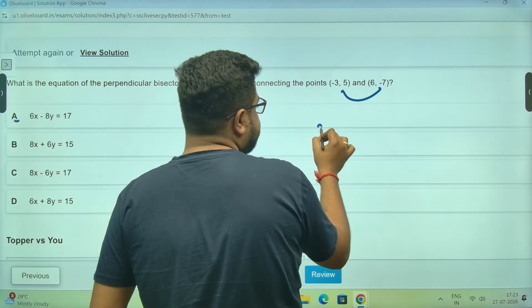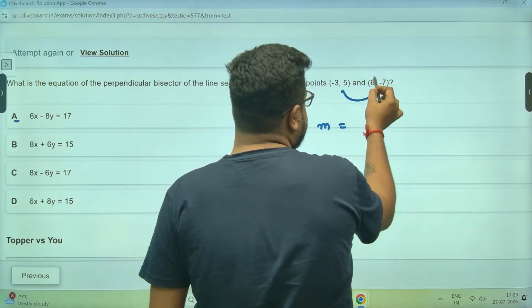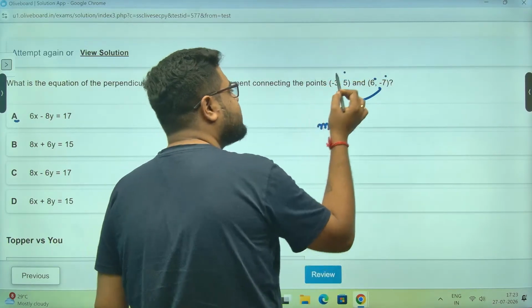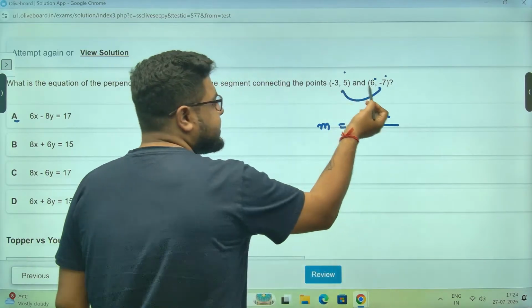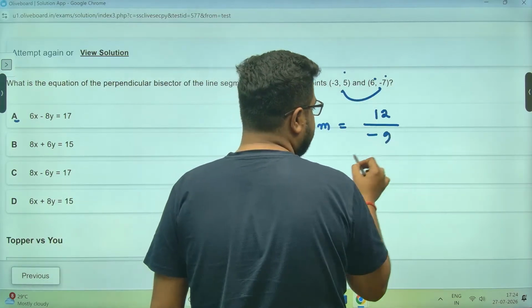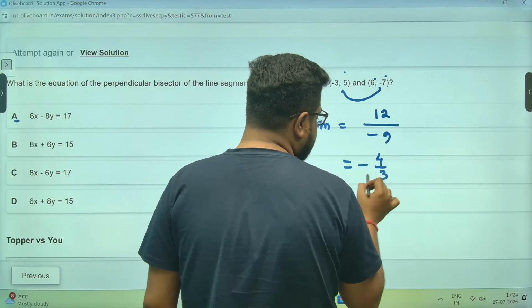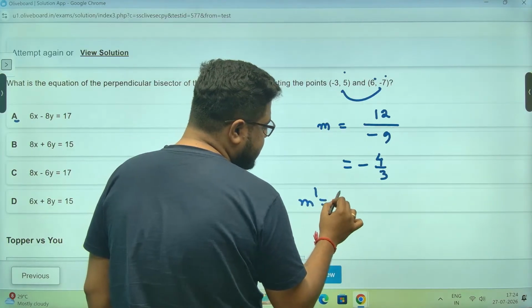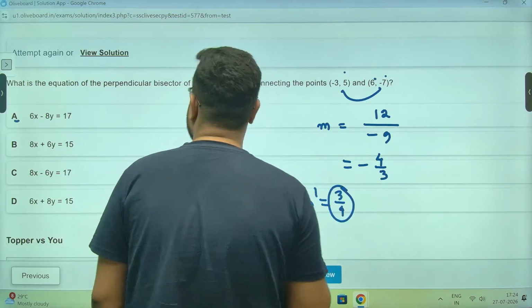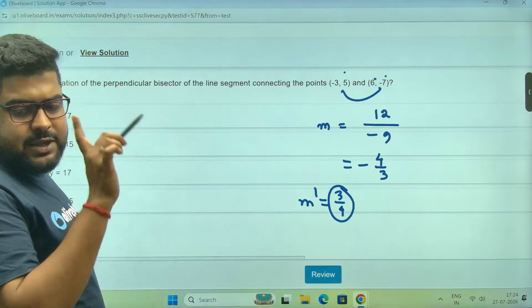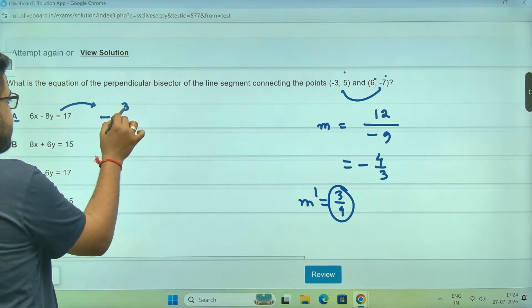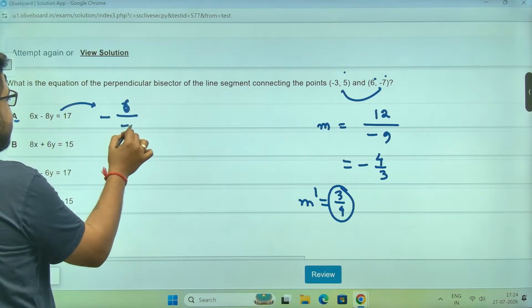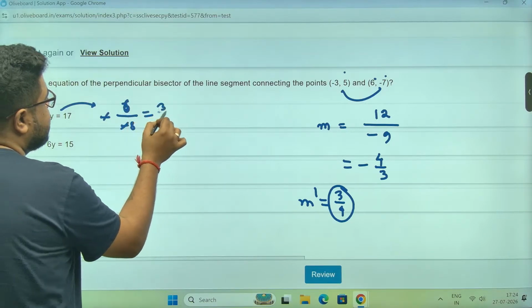Slope here will be -7 minus 5, or 5 minus -7, 12, whatever you want to calculate, divided by -3 minus 6, meaning -9. So -4/3. So the slope of the other line will be 3/4, the negative reciprocal. Check it: minus the x coefficient by the y coefficient is the slope, sir. So minus of 6 by -8, so this is 3/4. This is my answer, sir.